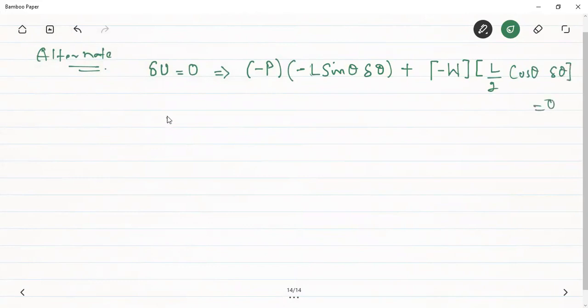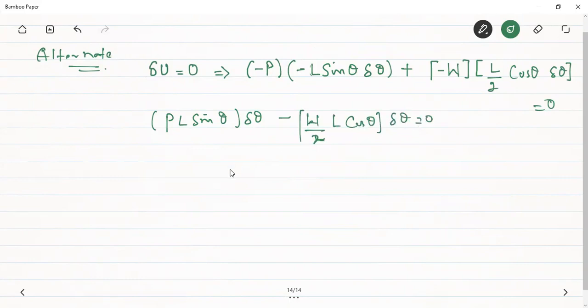So this has to be 0. Again I will get that PL sine theta into delta theta minus W by 2 L cos theta delta theta. This has to be 0. Again delta theta can't be equal to 0, so from here we get that P will be equal to W by 2 cot theta.